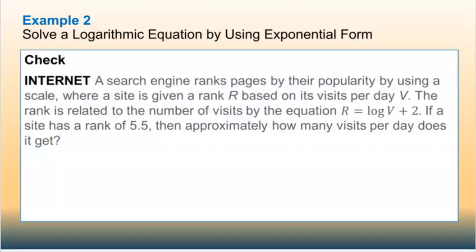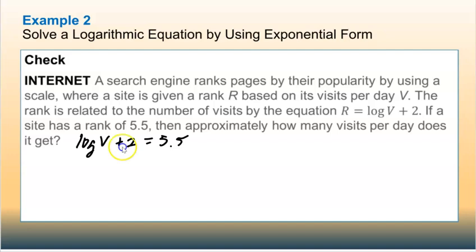Next, a search engine ranks pages by their popularity by using a scale, where a site is given a rank R based on its visits per day, V. The rank is related to the number of visits by the equation R equals log of V plus 2. If a site has a rank of 5.5, then approximately how many visits per day does it get? So we are solving for V, where R, our rank, is 5.5. I'm going to substitute those in. So right now I have log of V plus 2 equals 5.5.